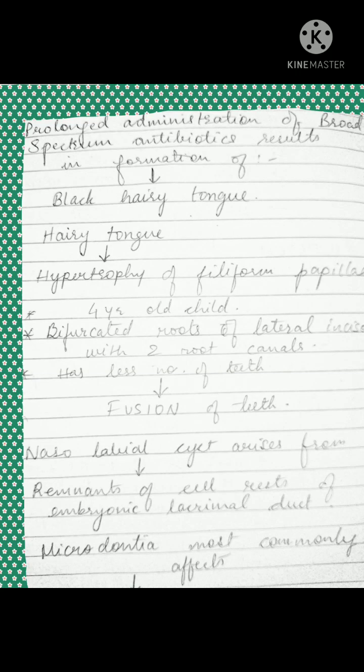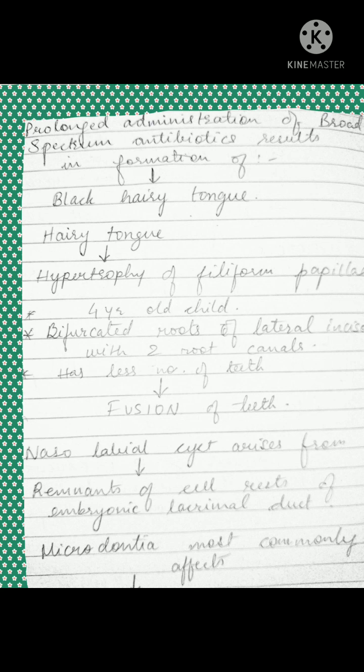Okay, so the next question is, prolonged administration of broad spectrum antibiotics results in the formation of black hairy tongue. Okay, so what happens if a person is given broad spectrum antibiotics for a long period of time due to some reason, so the side effect is that he will get black hairy tongue.